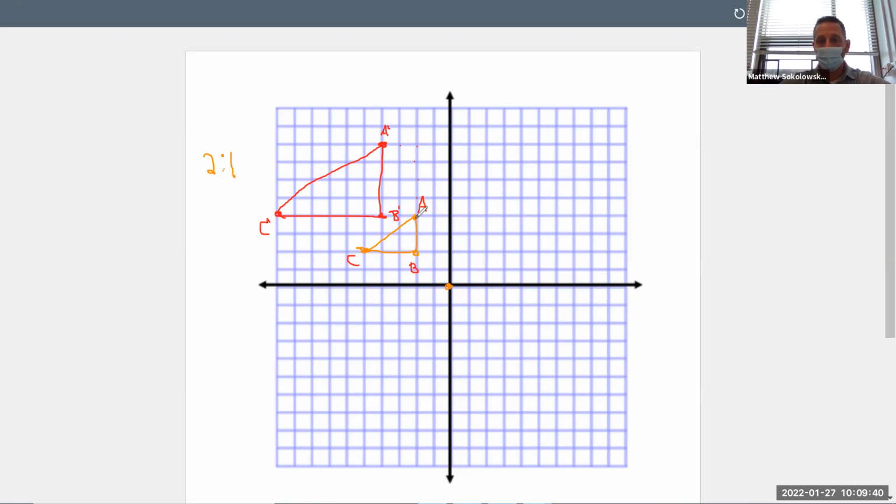Okay. This was 2 units. Its dilation is 4. It's twice as big. This was 3 units. Its dilation is 6. It's twice as big. Okay?